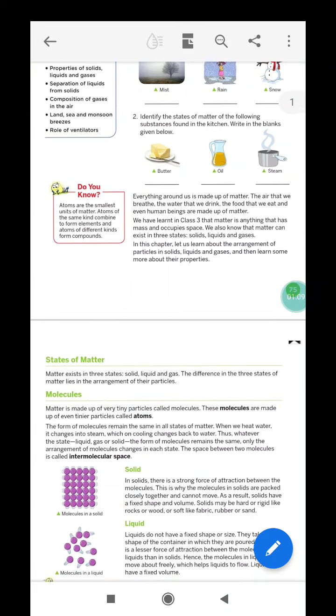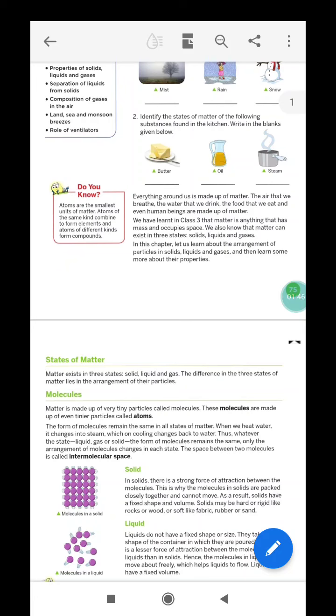Now let us start the chapter. Everything around us is made up of matter. The air that we breathe, the water that we drink, the food that we eat, and even human beings are made up of matter. As we have already read in the previous class, matter is the thing that makes anything. Whatever we see is made up of matter. Even the water, the air, the food, everything is made up of matter.